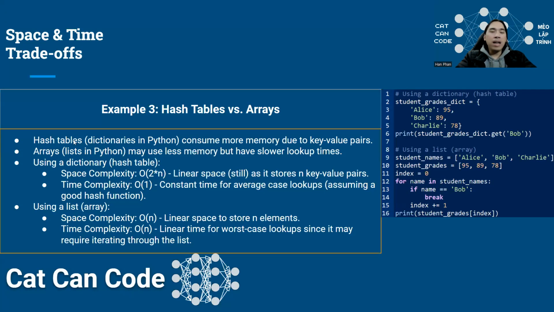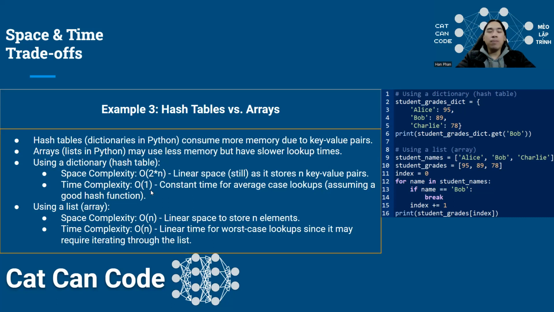In Python, a hash table is basically a dictionary. It consumes more memory because you need to store the key-value pairs. Arrays, on the other hand, use less memory, but have slower lookup times. For a dictionary, the space complexity is O(2n). It's still linear, but it needs a bit more space to store the key. So not just the value, it needs to store the key for lookup.